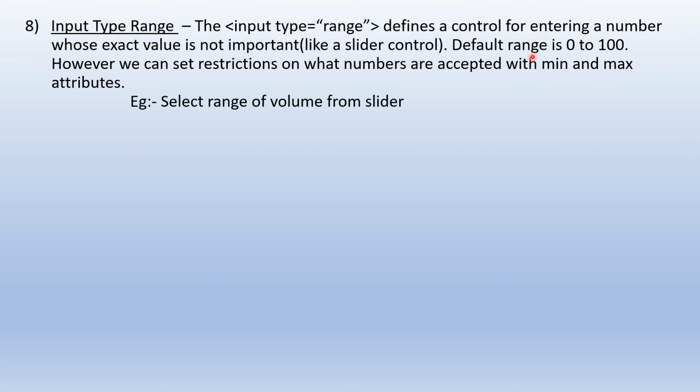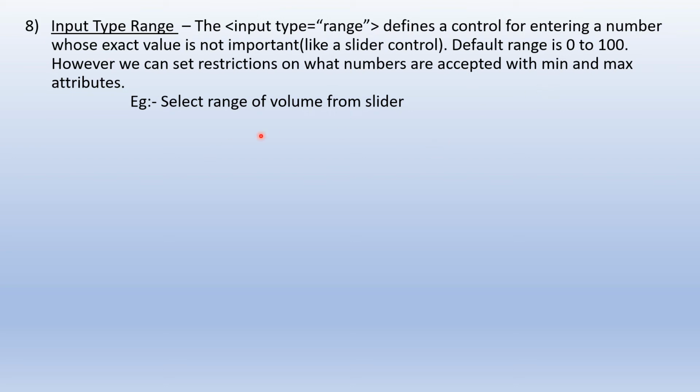Now the default range is 0 to 100. So if you're not giving any min and max attribute, then the default range will start from 0 up to 100. But if you want to set restrictions, meaning what numbers you want there, then you can write min and max values. So this you know already; I have discussed what is min and max. So if minimum you want 1 and maximum you want 10, then you can write min equal to 1 and max is equal to 10. Then the slider will contain what? Values from 1 to 10 only. By moving that slider you can select any number from that.